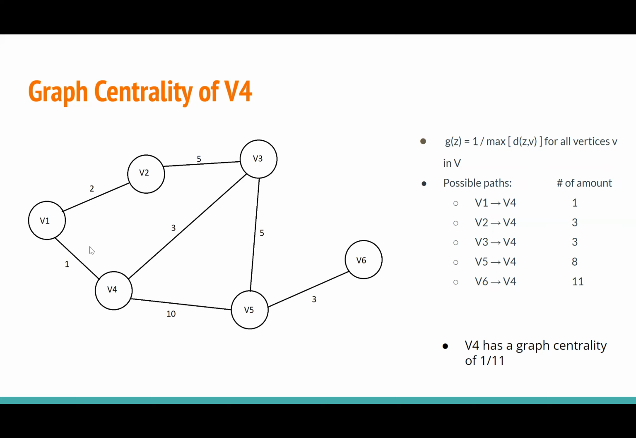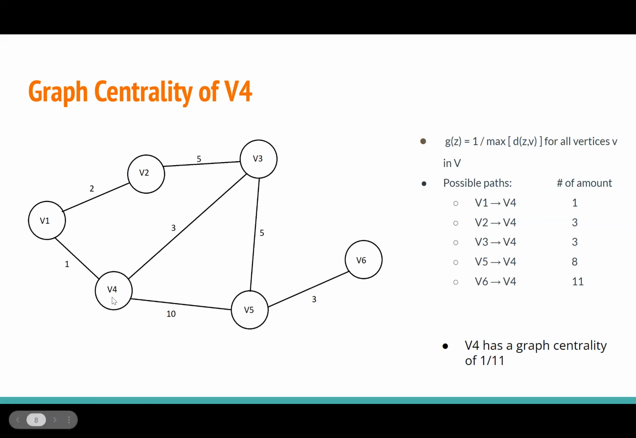So again, the possible paths from, and this one's weighted, so it'll be slightly different than if it was unweighted. But from vertex 1 to vertex 4, it's just 1 because there's a weight of 1 at this edge. From vertex 2 to vertex 4, it's 3 because 2 to vertex 1 is 2, and then vertex 1 to vertex 4 is 1, so there's 3. Vertex 3 to vertex 4, the shortest length is this 3 right here because it's direct.